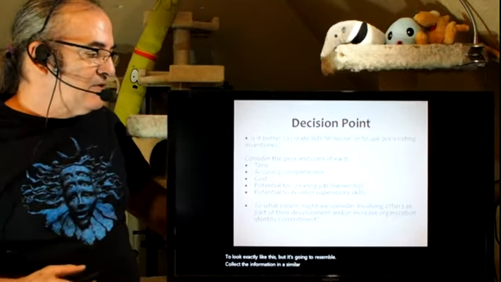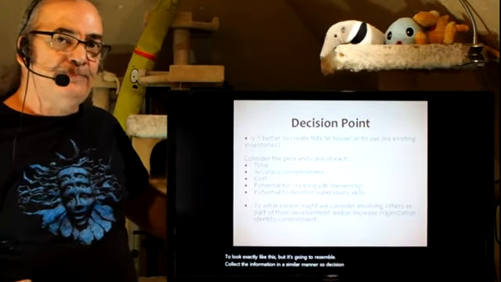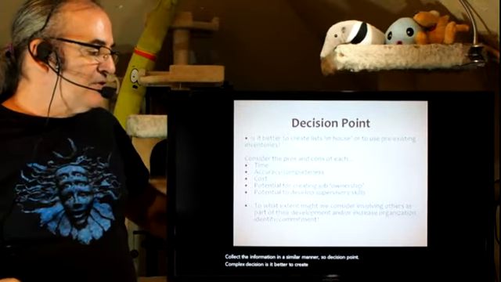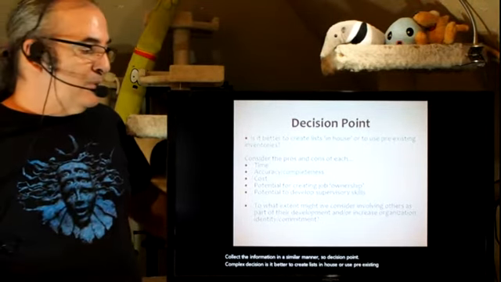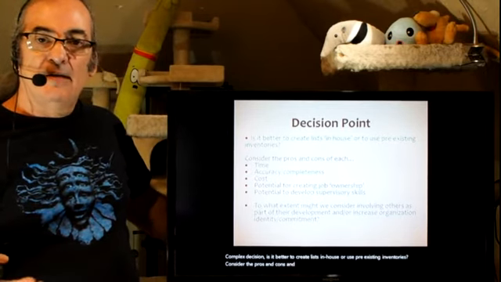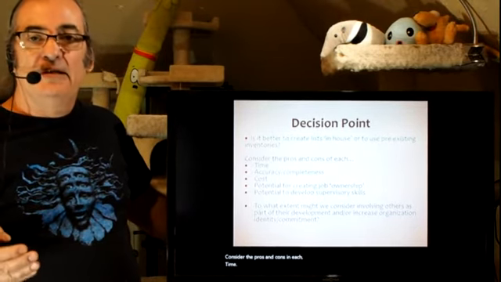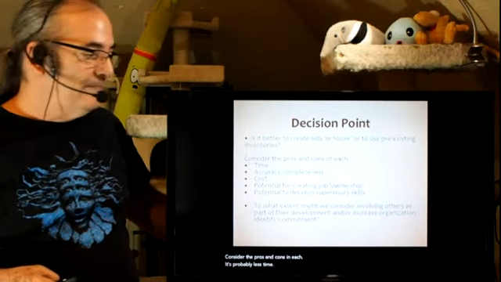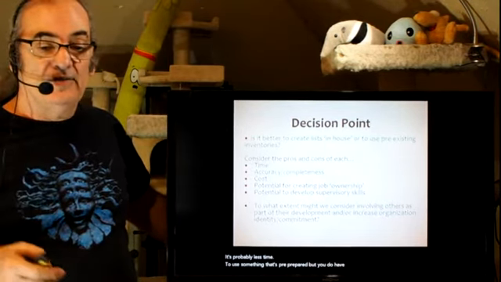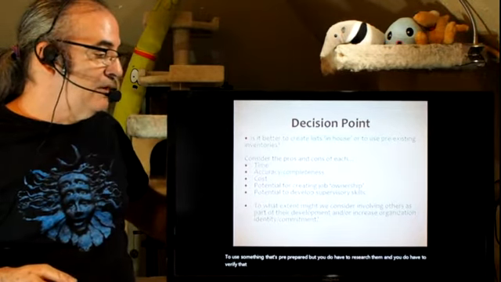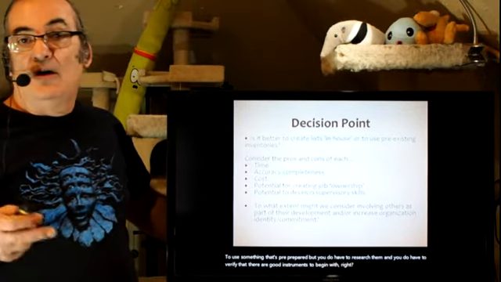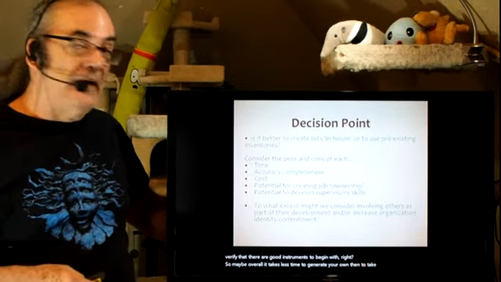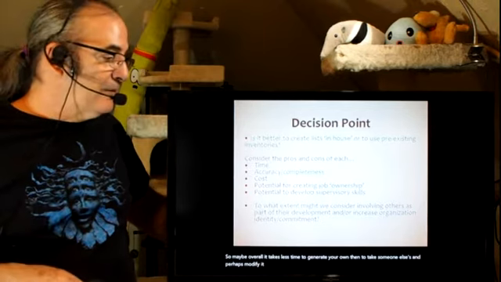So, decision point. Complex decision. Is it better to create lists in-house or use pre-existing inventories? Consider the pros and cons in each. Time. It's probably less time to use something that's pre-prepared. But you do have to research them, and you do have to verify that they're good instruments to begin with, right? So maybe overall it takes less time to generate your own than to take someone else's and perhaps modify it or do the shopping for them.